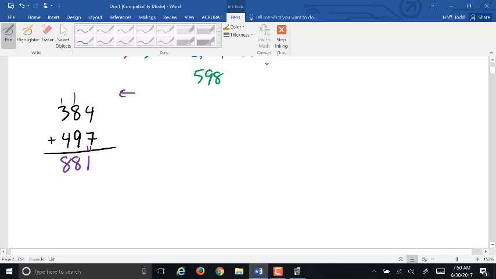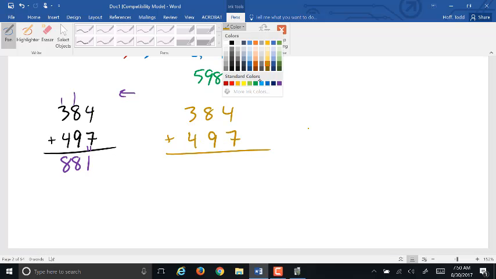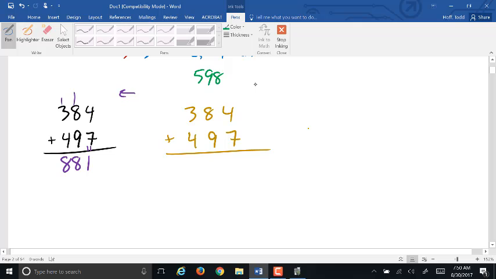Now, believe it or not, that process there of carrying is a relatively new process. By relatively new, I mean like a couple hundred years old. Before carrying was popular, there were a lot of other ways that numbers could be added. One of them looked like this.